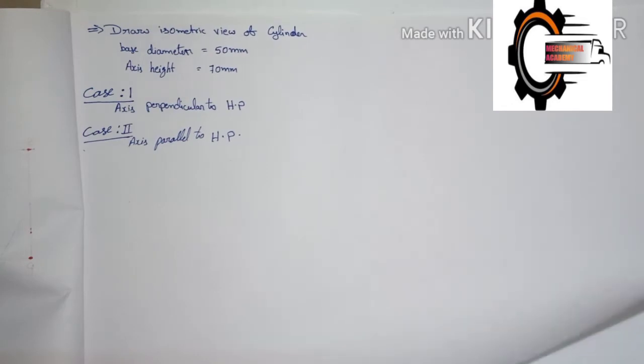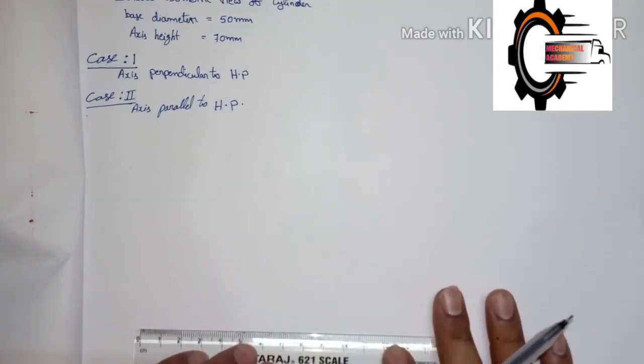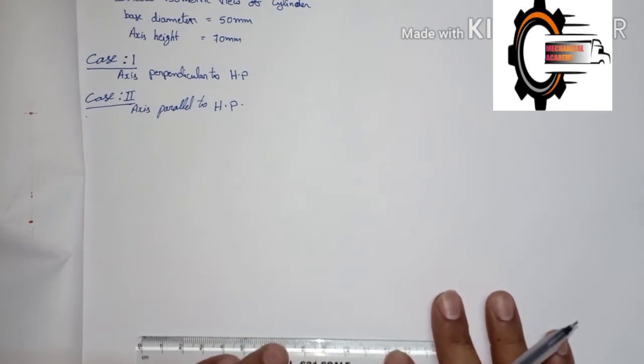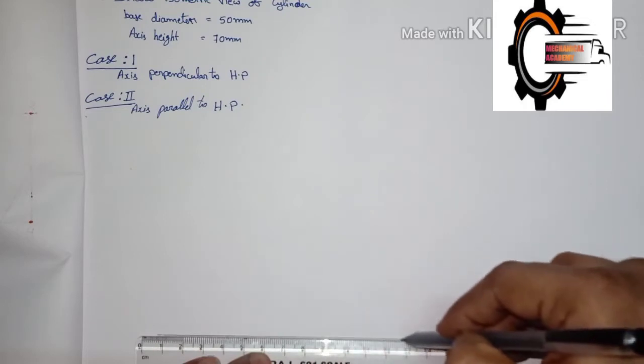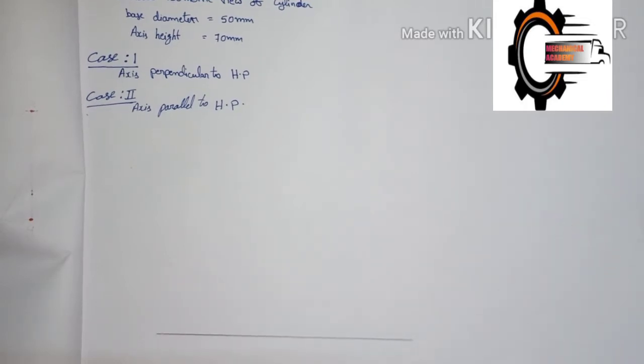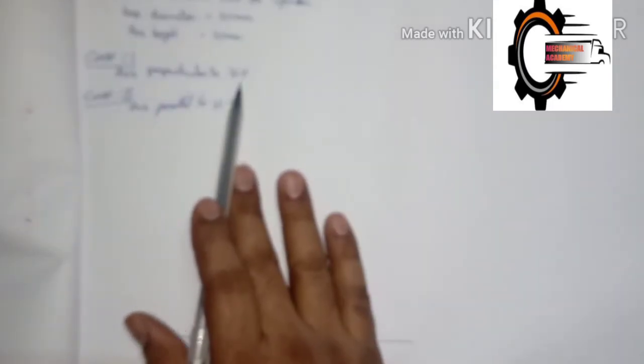So for that, first of all, I have to take case 1, where the axis is perpendicular to the HP. For that, first of all we have to draw a reference line. We know the basics. Let me draw the reference line like this.